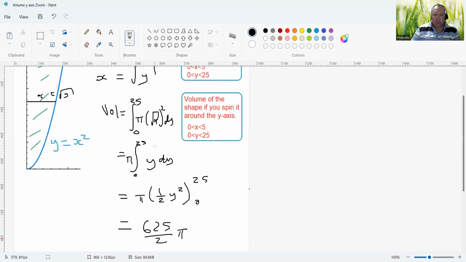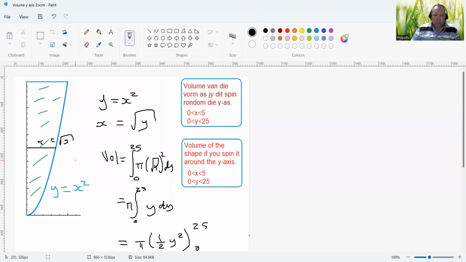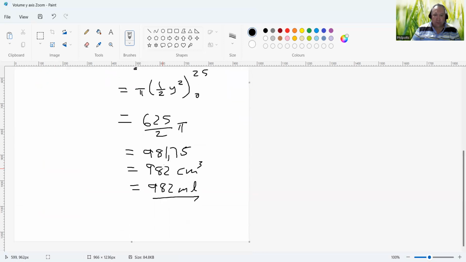So that's our shape done. The integral from 0 to 25 over the y-axis, and we get this blue shape, a bit like one of those lollipops. And it's got a volume of 982 milliliters.